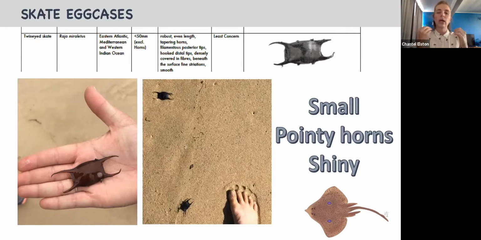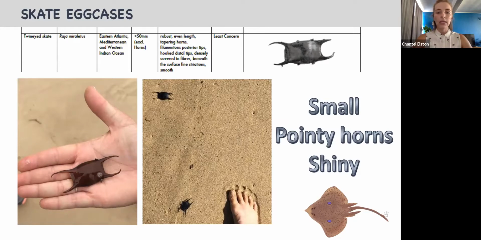It's kind of like this really dark, really shiny egg case. And you can see it has these very distinct, equal-sized horns. So these guys are pretty easy to identify, and sometimes you can also find them in groups, but not all the time. Sometimes they can be single.